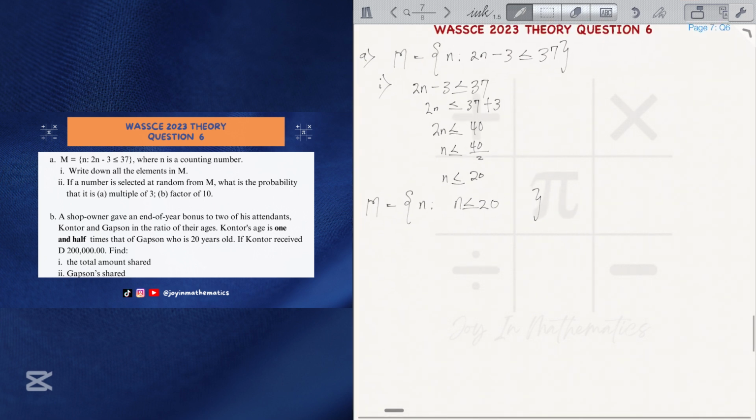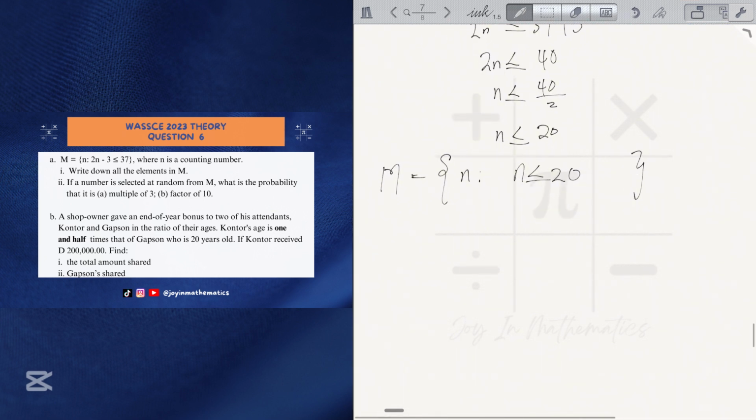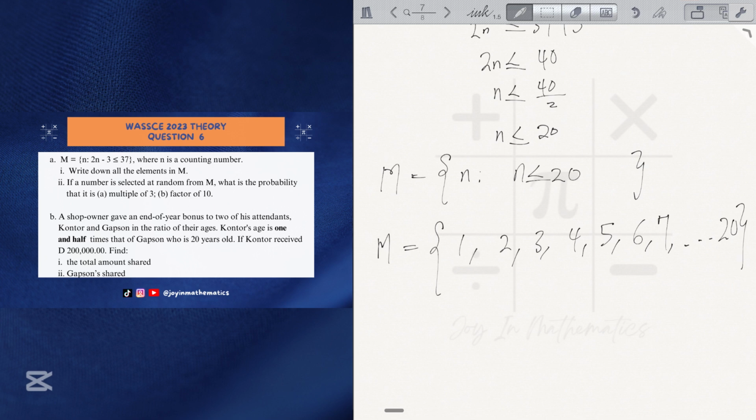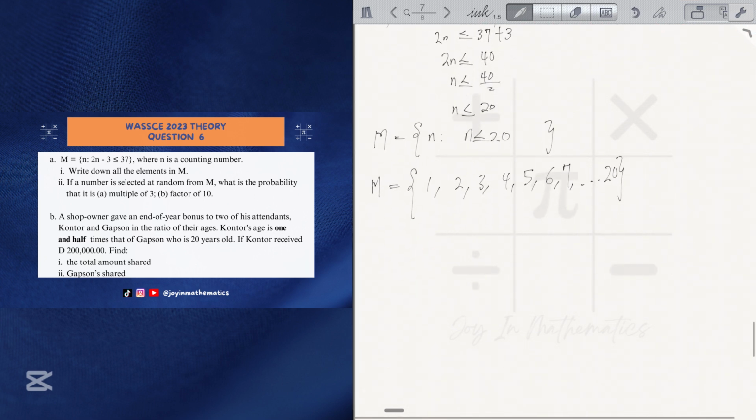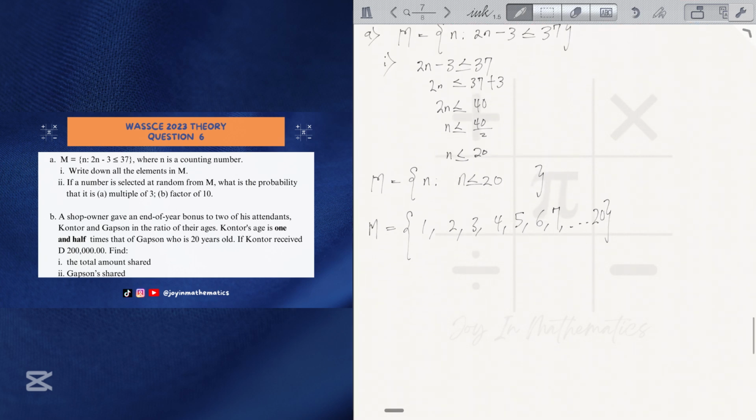So we can write all the components of n less than or equal to 20. That means M is equal to 1, 2, 3, 4, 5, 6, 7, down to 20. So these are the components of M. We can write it out in full, but let's focus on the next question first.